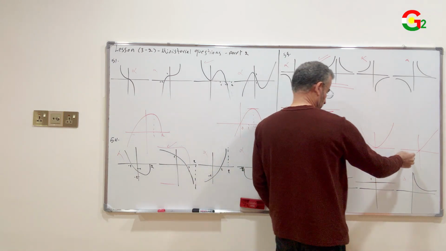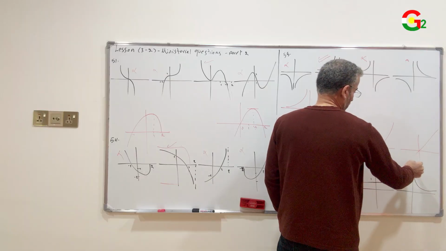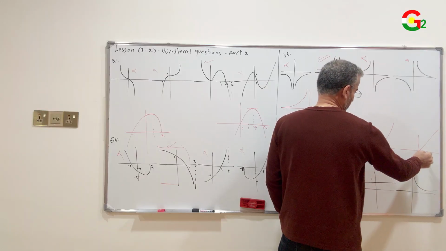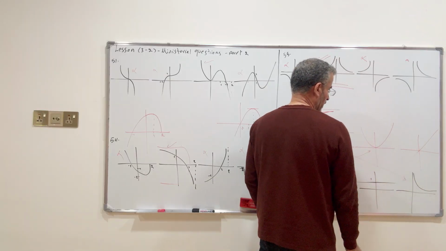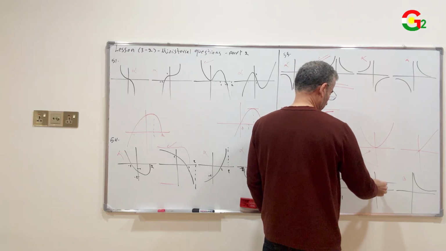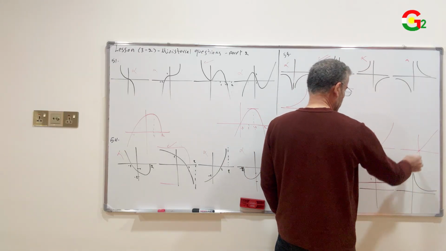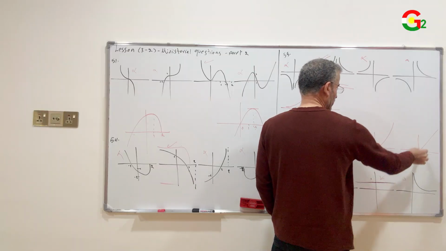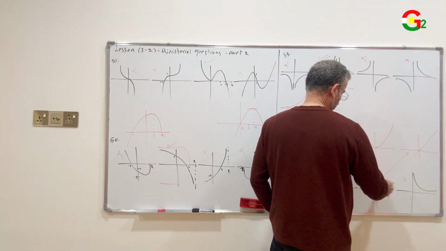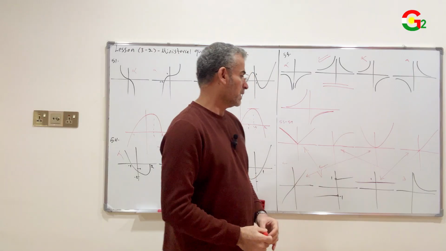The last one, from negative infinity to 0 is increasing, it's over the x-axis, and from 0 to positive infinity also increasing, over the x-axis, and the function is linear, so its derivative is a horizontal tangent line.